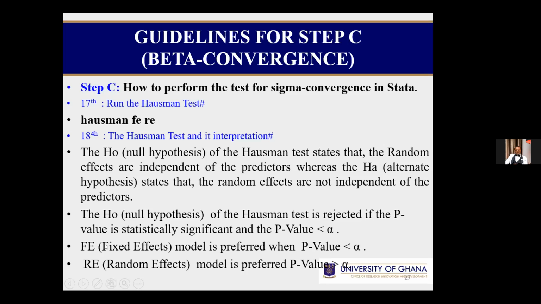So we said that the fixed effect model is preferred when the p-value is less than your chosen alpha. So here our alpha was 1%. So we rejected our null hypothesis based on our Hausman test.